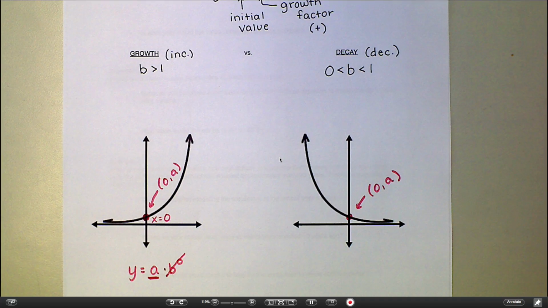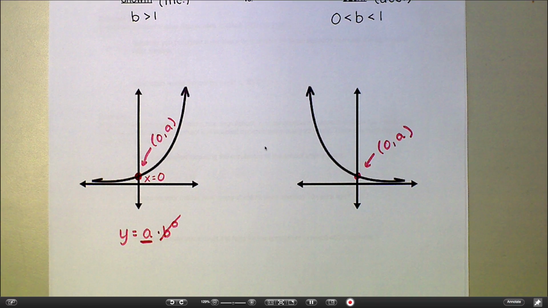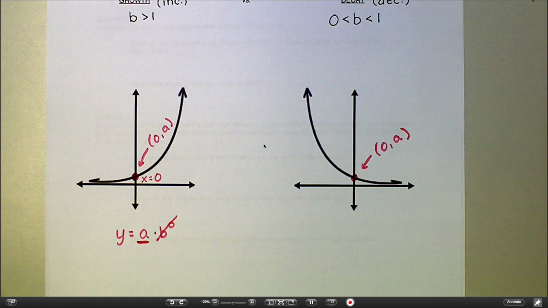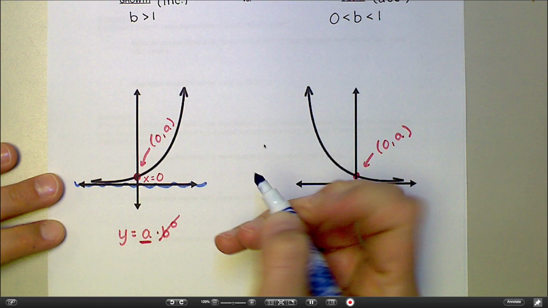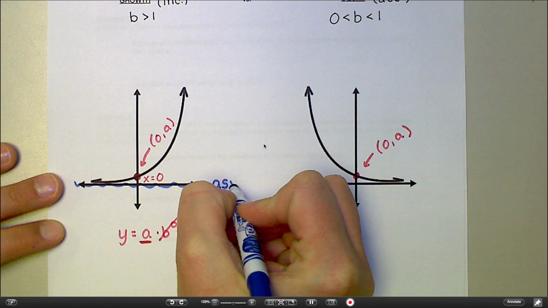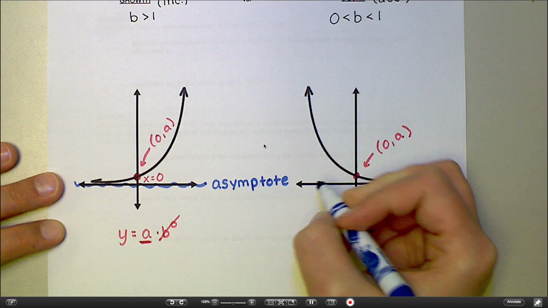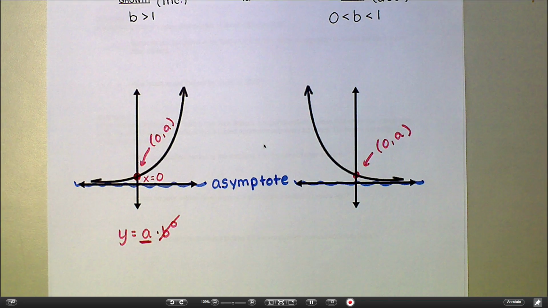The other thing I want you to notice is that these graphs kind of skim along the x-axis, but they never really cross it. And we talked about that previously. We talked about that way back in chapter 2. When that happens, that line that's like the invisible barrier, this right here, is called an asymptote. Okay, and the decay one has one in the same place. So the x-axis is considered to be an asymptote because the graph is never actually going to touch that line.